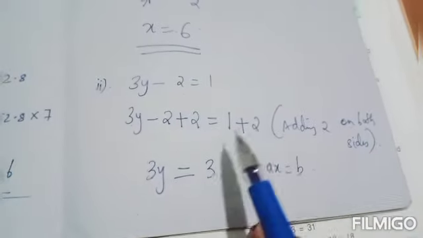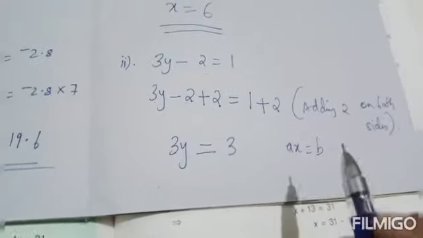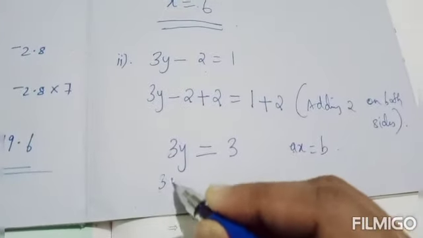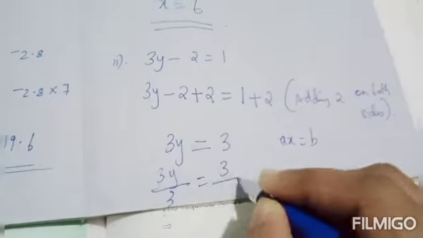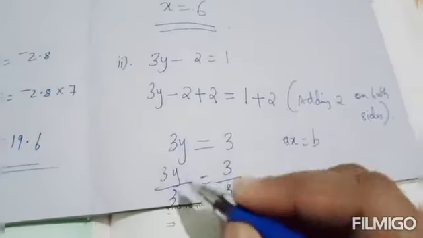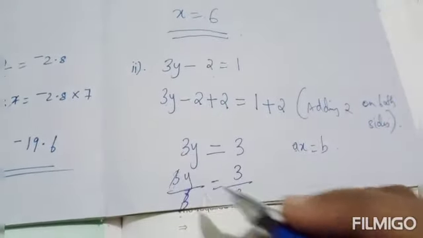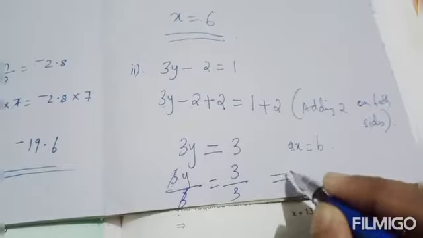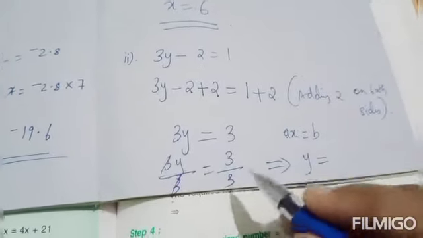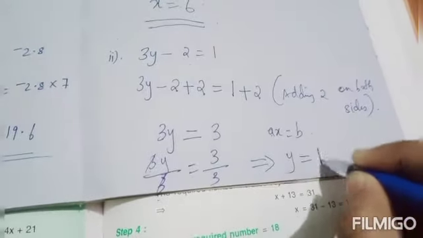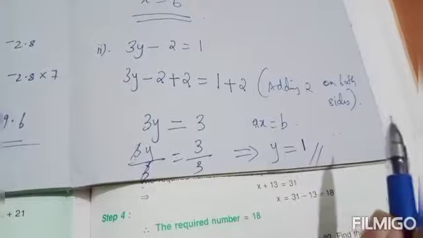So what to do? Divide both sides of the equation by 3. Okay, so 3y by 3 equal to 3 by 3. Okay, so here 3 by 3, it is 1. So 1y implies y equal to 3 by 3, it is 1. Okay, so you will get the value of y equal to 1.